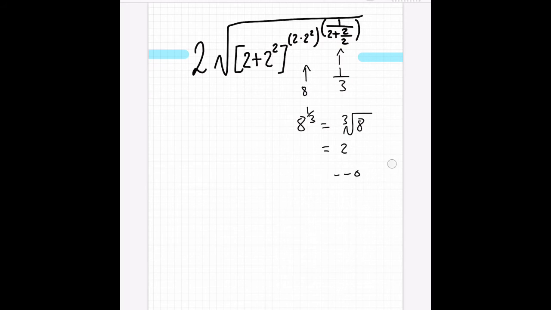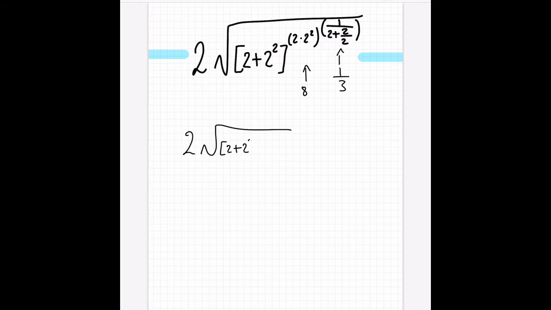So basically, we have simplified this down to 2 square root of 2 plus 2 squared close root to the power of 2. And then you do the brackets, so 2 plus 4, 6. And then, well, basically because the square root cancels out the square, so you have 2 times 6, which equals 12.